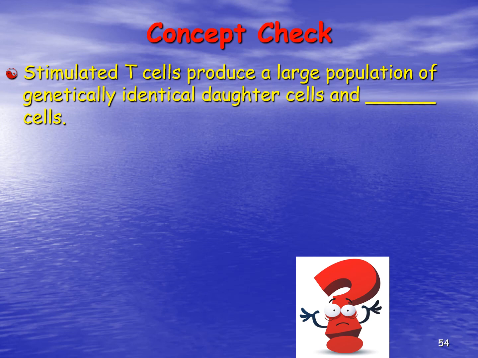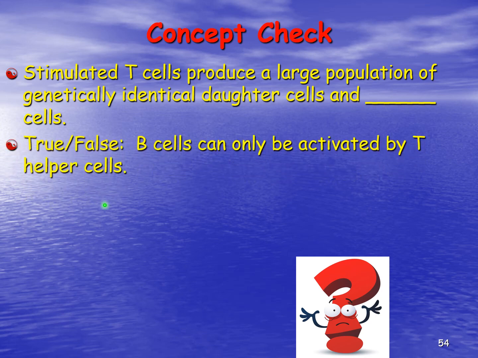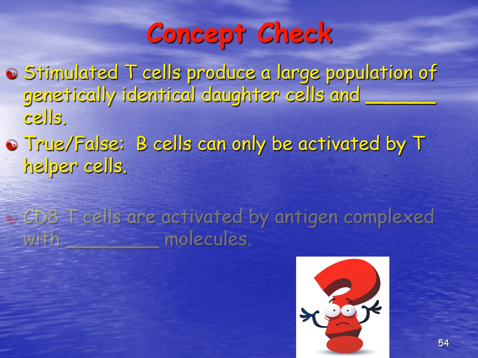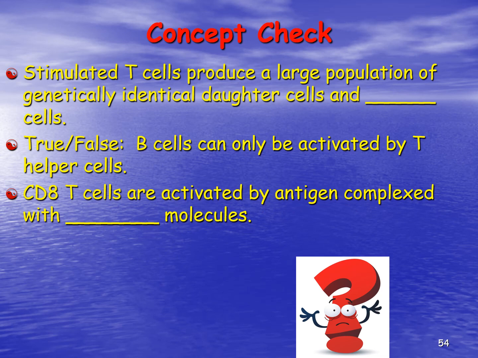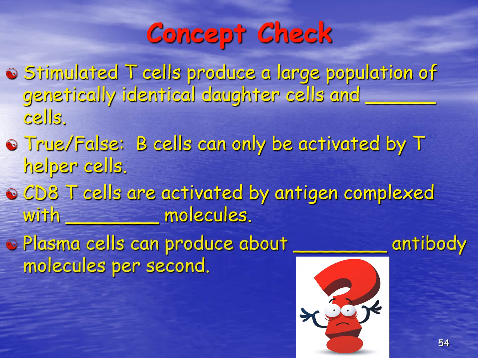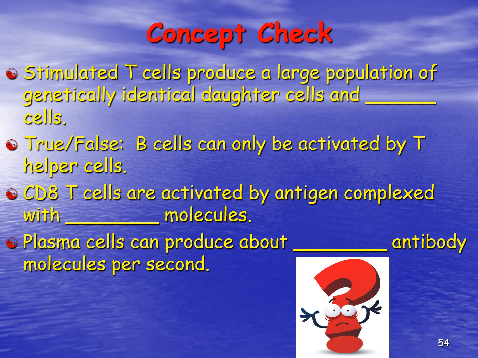So stimulated T cells produce a large population of genetically identical daughter cells, and what other type of cells? True or false? B cells can only be activated by T helper cells. CD8 cytotoxic T cells are activated by antigen complexed with what molecule? And plasma cells can produce about how many antibody molecules per second? And again, you may have to do some research on that last one.